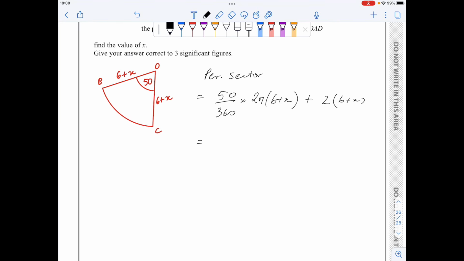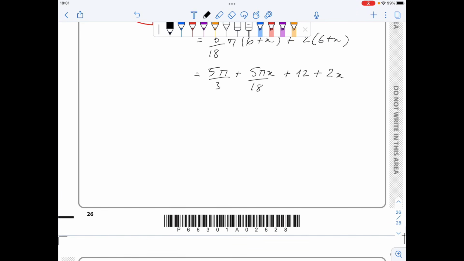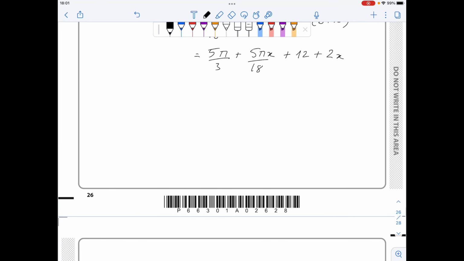If I simplify this one, I will get 5 over 18 pi times 6 plus x plus 2 times 6 plus x. And if I expand, I will get 5 pi over 3 plus 5 pi x over 18 plus 12 plus 2x. Now, regarding the triangle, to find the perimeter, I will use the cosine rule to find the line AD, and then add 12.